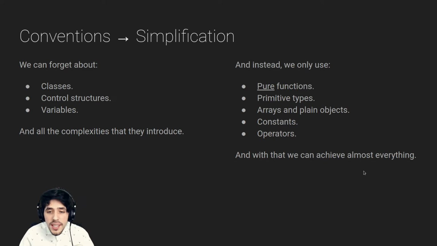With all these five things in here on the right side, we can achieve everything that we can achieve with the things on the left, but without using those. So basically we are simplifying the language by using a subset of the stuff that the language offers. Instead of using everything it has, we only use a part of that.